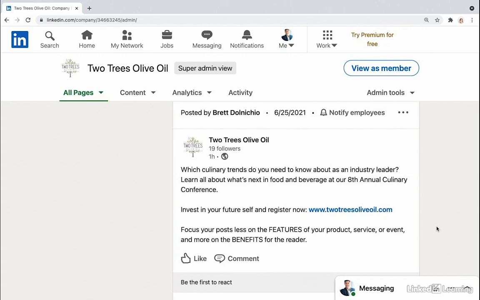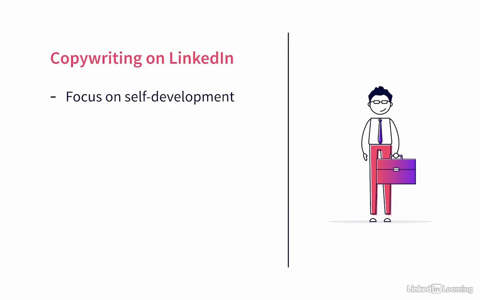Focus your post less on the features of your product, service, or event, and more on the benefits for the reader. One of the biggest mistakes that brands and people make on LinkedIn is trying to impress their audience by using fancy words and industry jargon. While that may work for an academic paper, people on LinkedIn are in between meetings or on a coffee break. They may only have a few minutes to scroll through their feed, so you need your communications with them to be simple and easy to consume.